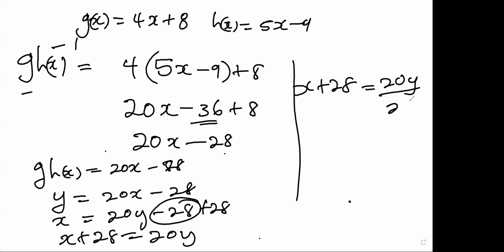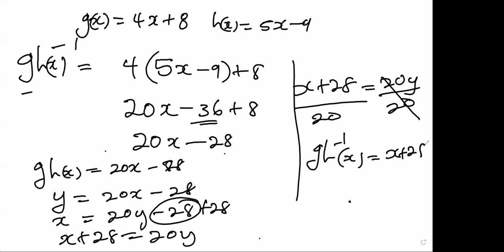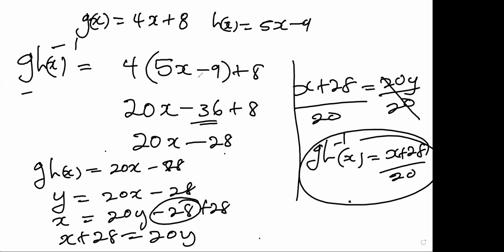Let me just show it here. Anything you do to one side, you do to the next side. So GH inverse of x is equal to x plus 28 over 20. That's our answer.